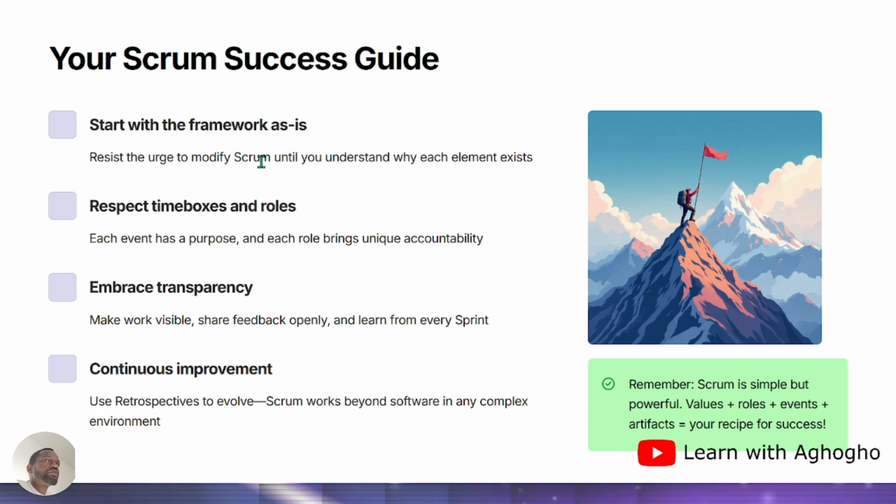So a take home is: start with the framework. Resist the urge to modify the Scrum until you understand why each element exists. Respect the time box and rules. Each event has a purpose and each role brings unique accountability. Embrace transparency. Make work visible. Share feedback openly and learn from every sprint. Continuous improvement. Use retrospectives to evolve.